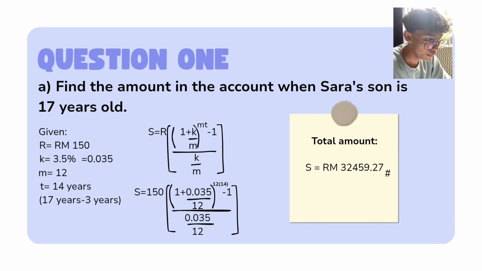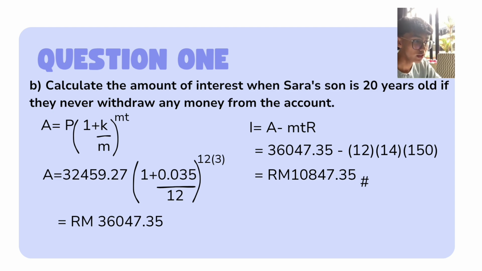So we must use the annuity formula, where we must find S. Then we write down all the values given, and we will get 32459.27. So for the next question, calculate the amount of interest when Sarah is 20 years old.